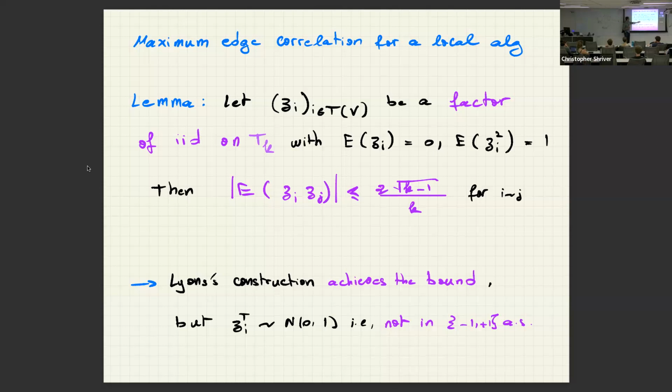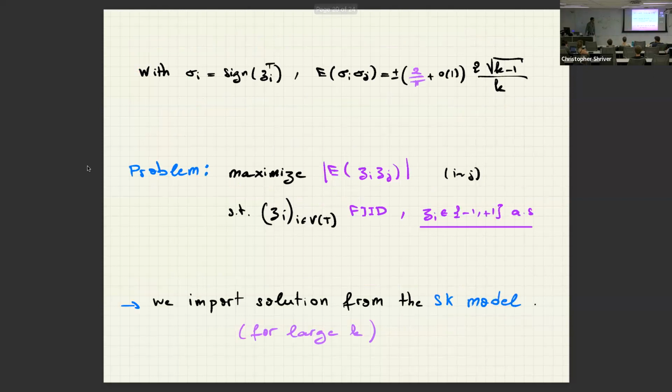If you look at Lions' construction, it does achieve this bound, because it turns out that this is the eigenfunction that achieves this bound. It does achieve the 2 square root K minus 1 over K. But the problem is that these are not ±1 values that you construct with Lions' approach. If you want to make them ±1, you have to take their signs. But if you take the sign and then do the same thing, with sigma i, sigma j, that destroys this optimality. You get a factor of 2 over pi times the optimal thing.